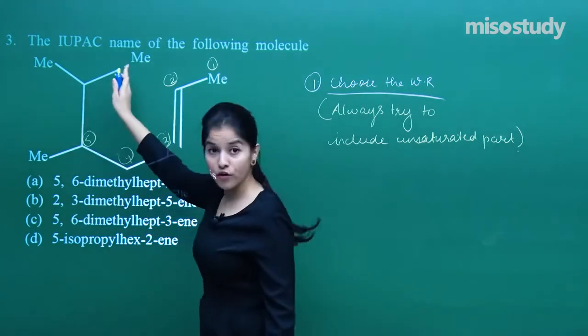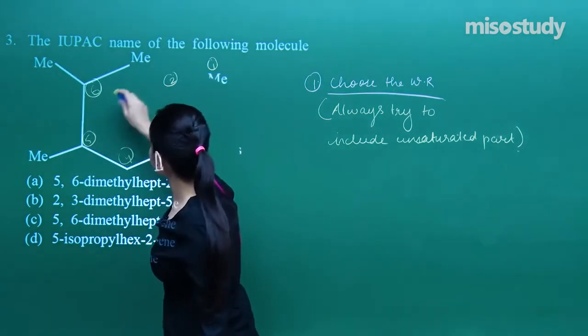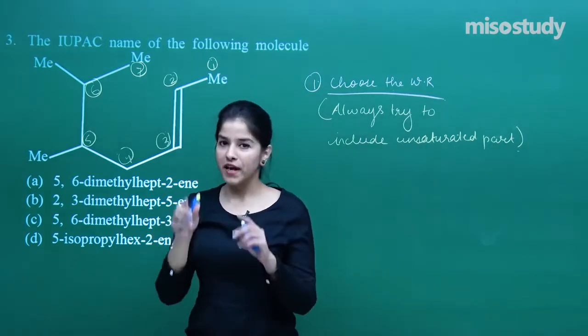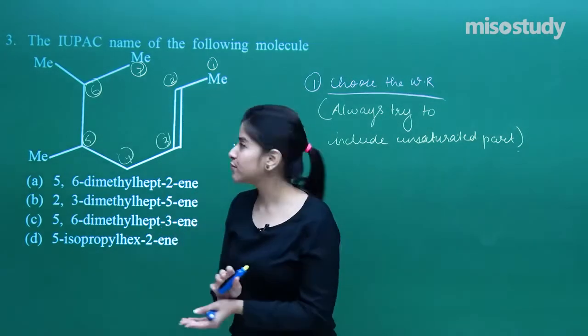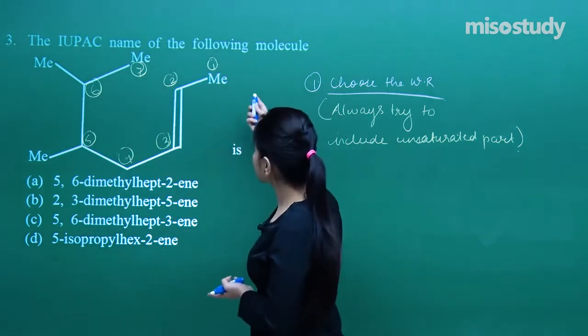Again I need to have a longer chain. 6. I can go either this way or this way. So I am going this way. 7. Either of the ways I will be getting hept. That means 7 carbon atoms as the word root. So I have got the word root. Now let us just number it.